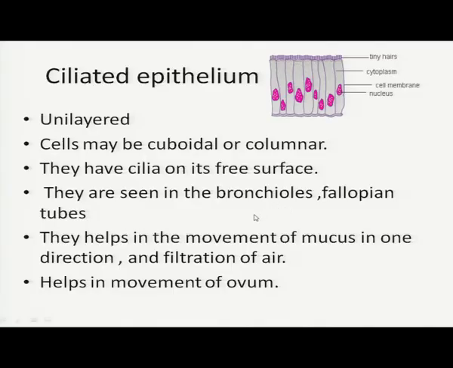Where are these tissues seen in our body? Yes, they are seen in the bronchioles, and similarly they are seen in the fallopian tubes. Fallopian tube means oviduct. Now, what is their significance? They help in the movement of mucus in only one direction, and they help in the filtration of air. In the case of the oviduct or fallopian tube, they help in the movement of the ovum.